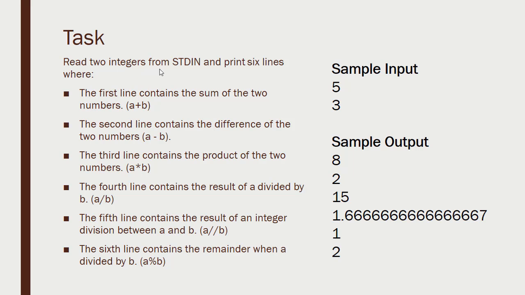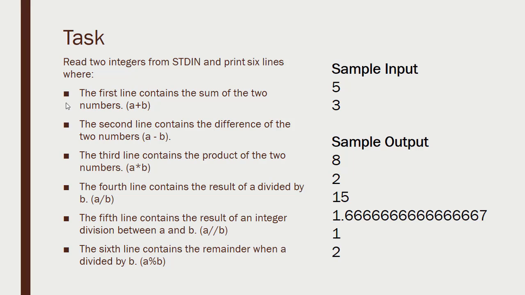Read two integers from STDIN and print 6 lines where the first line contains the sum of the two numbers a plus b, second line contains the difference of the two numbers a minus b, the third line contains the product of the numbers a multiplied by b, the fourth line contains the result of a divided by b, the fifth line contains the result of an integer division between a and b, the sixth line contains the remainder when a divided by b.